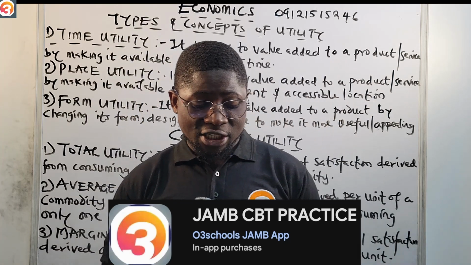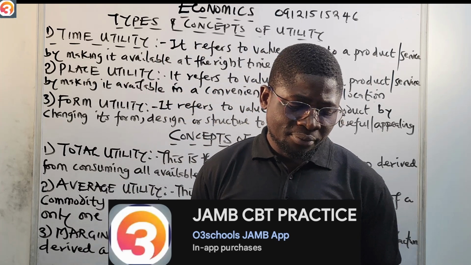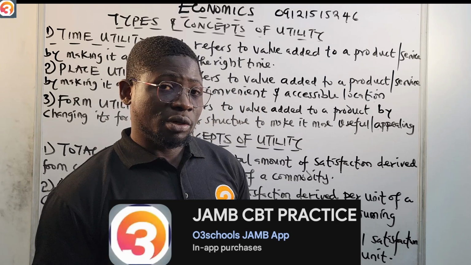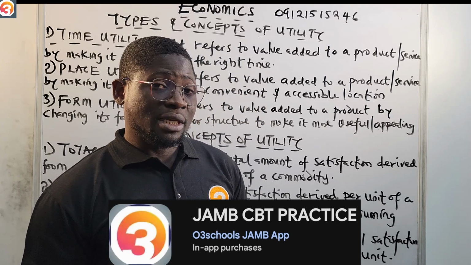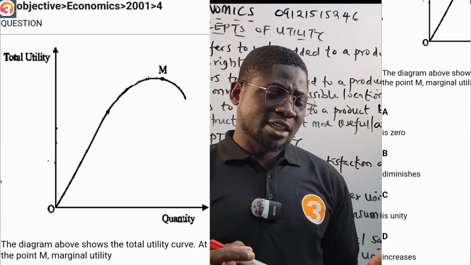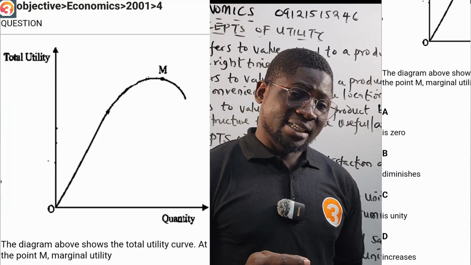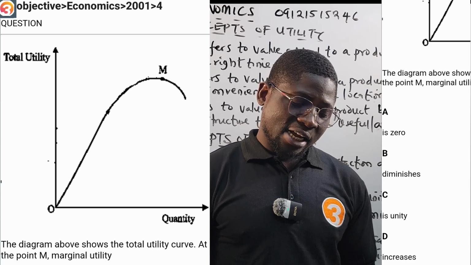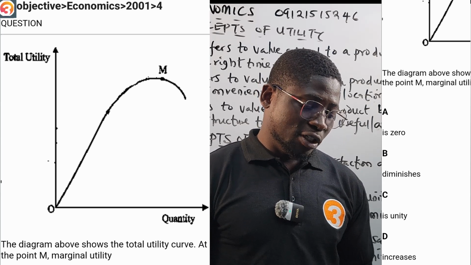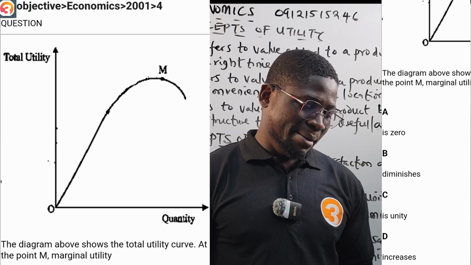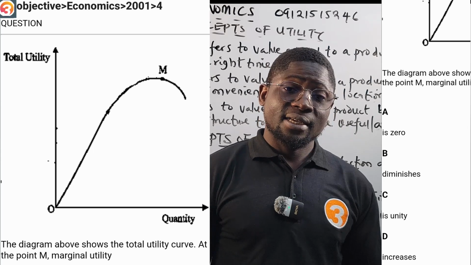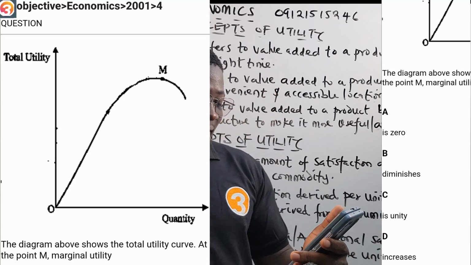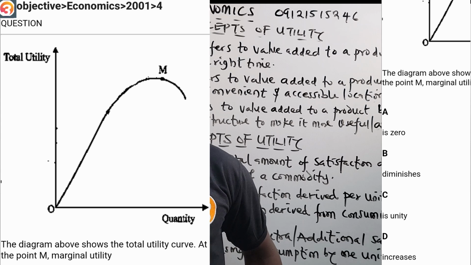Before we do that, let us see a JAMB past question from the O3 Schools JAMB app. This is a 2001 question using the question search feature. We'll search for this question from the app. This is Economics 2001 number 4. It is being displayed on the screen right now, as you can see. There's a diagram of total utility against quantity. We're told that the diagram above shows the total utility curve. At the point M, marginal utility: A says is 0, B says diminishes, C says is unity, D says it increases.